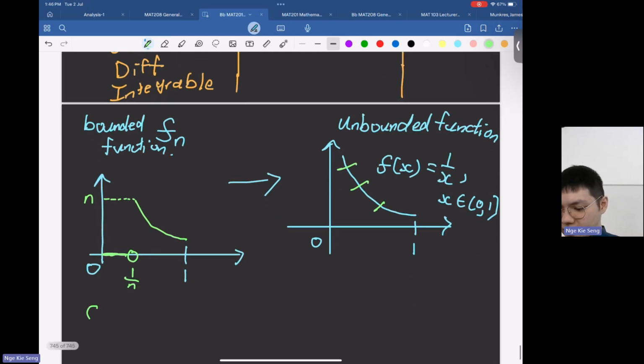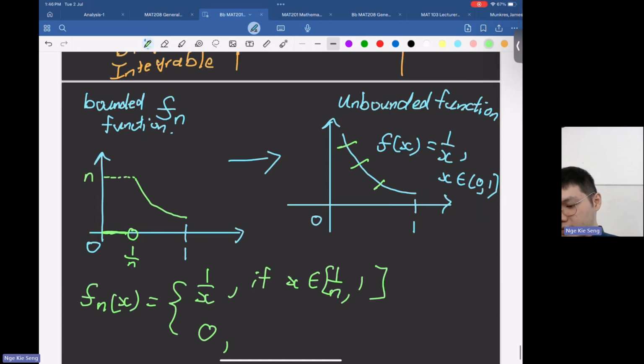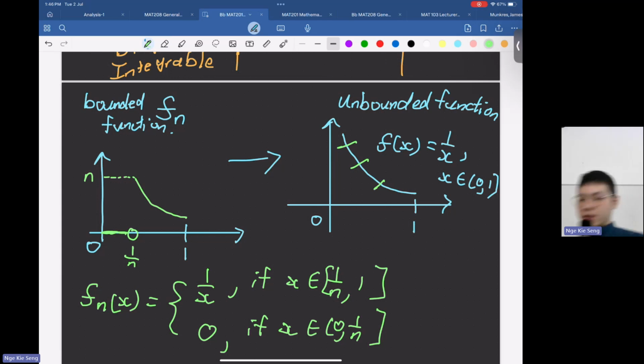So can I define a sequence like this? Fn(x) equals 1 over x, if the point is all the way from 1 over n to 1, and then I kill it for the rest of the points. Does it make sense? Can everyone see this sequence here? What is this sequence doing? When n increases, what happens? This point will move toward 0, and then the region of 0 here will become shorter and shorter. But what happens here? How does this part grow? It grows like 1 over x. Does it make sense?